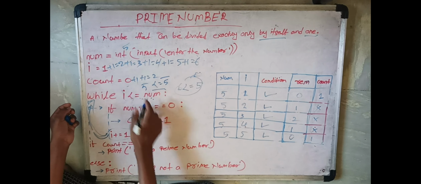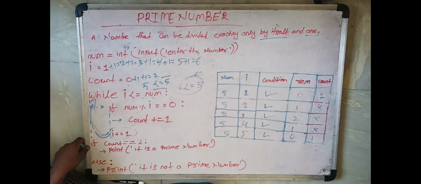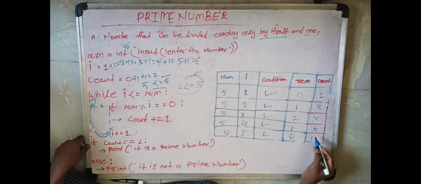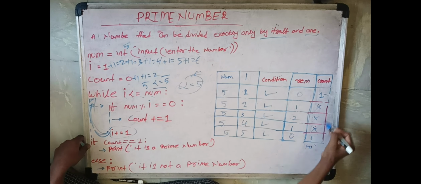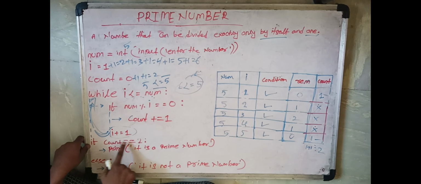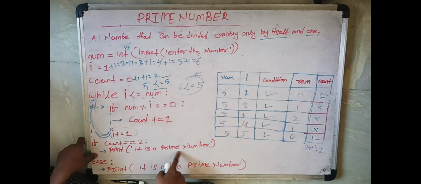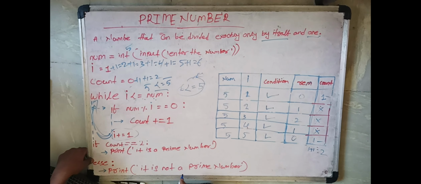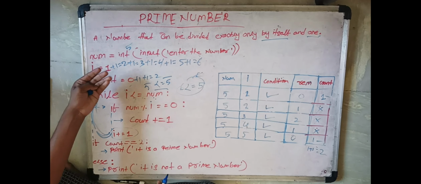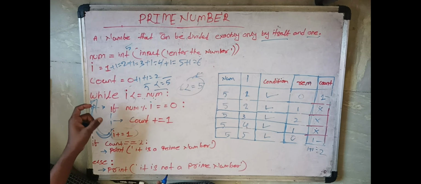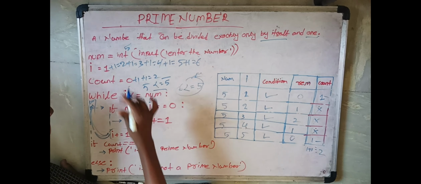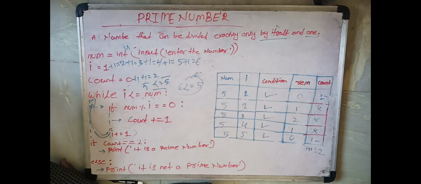After the loop terminates, I write an if else statement. If count equal to 2. My count value is 1 plus 1, which is equal to 2. My count value is 2, then print it is a prime number. Otherwise, print it is not a prime number. So I checked that 5 is an integer value, and it checks whether it's a prime number or not. It's a prime number. So I take the value 4.